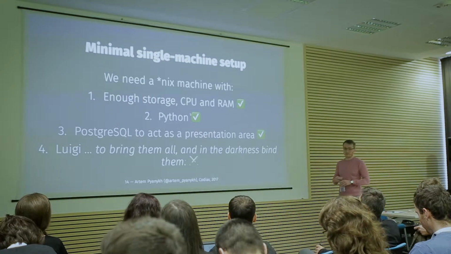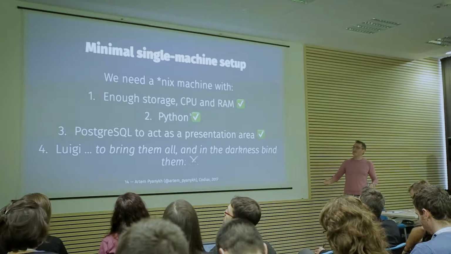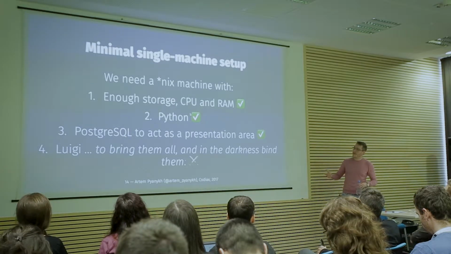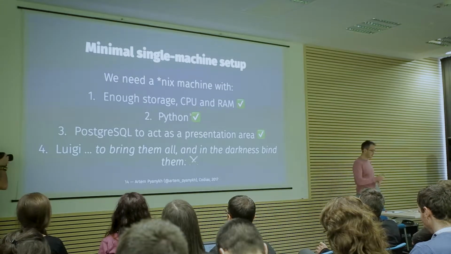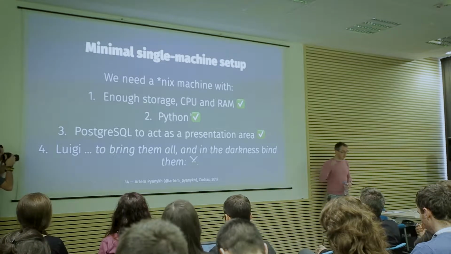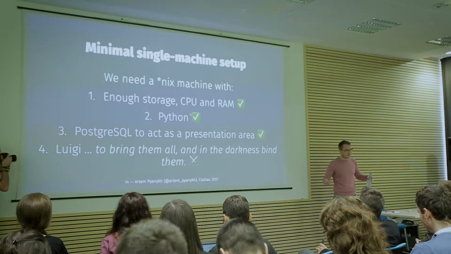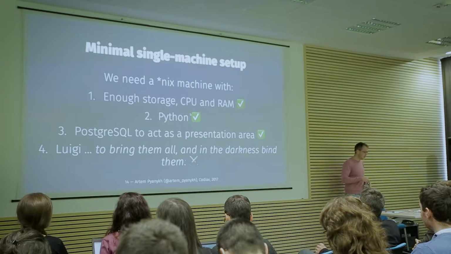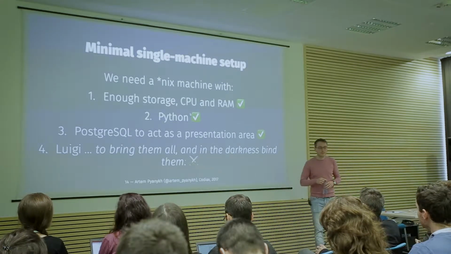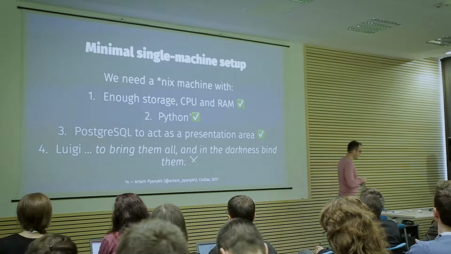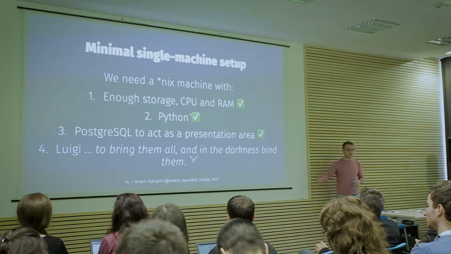What is the minimal setup that we need to actually build a data warehouse? It's basically a Unix machine with enough storage, CPU, and RAM, Python installed, and PostgreSQL or another relational database that will act as a presentation area. And also some kind of dependency resolution and workflow management for your ETL tasks.